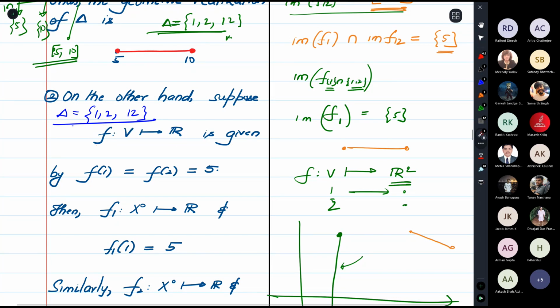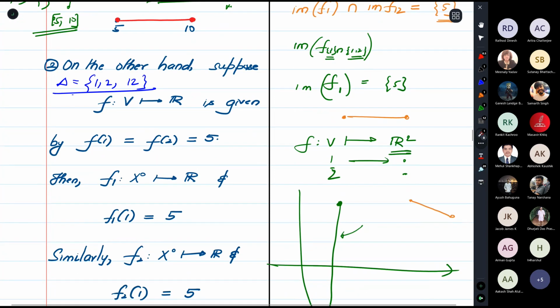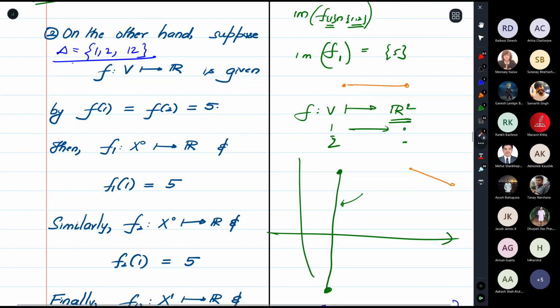However, this time what I do is, for both 1 and 2, which are the two vertices over here, I assign the value 5. So in the earlier case, I assigned 2 different values for f of 1 and f of 2, but this time I assigned the same value 5. So now let's see whether this f will give us a proper geometric realization. Again, let's see what happens.